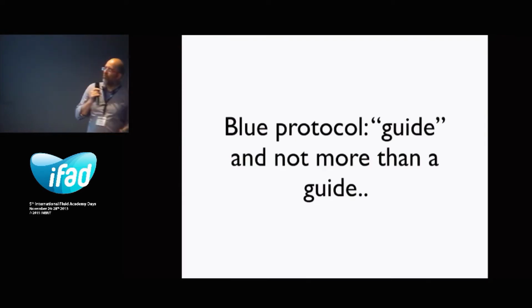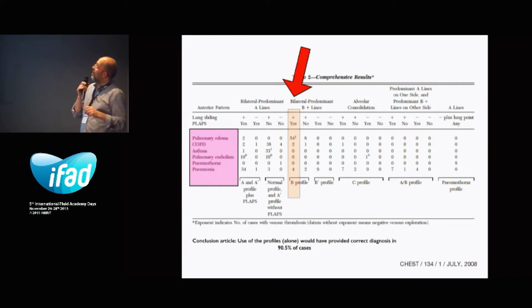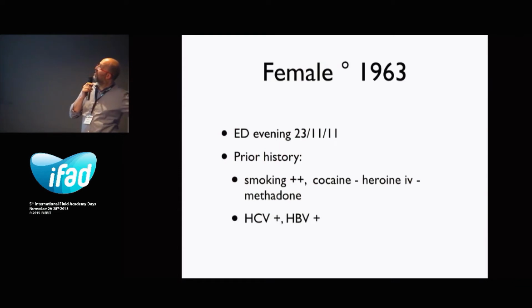The blue protocol from Daniel Lichtenstein is only a guide. It's not more than a guide. So we had a patient with B profile, which should have been pulmonary edema, but can also have PLAPS and pneumonia. It's difficult when you read the article. Bilateral predominant B lines: most cases, in the 60 cases, are pulmonary edema. Some had COPD and some had pneumonia. But you can also have different things.